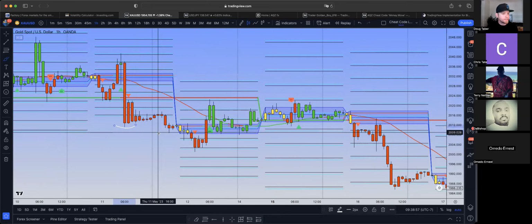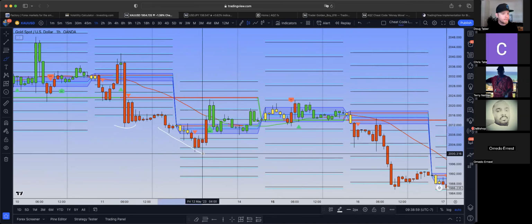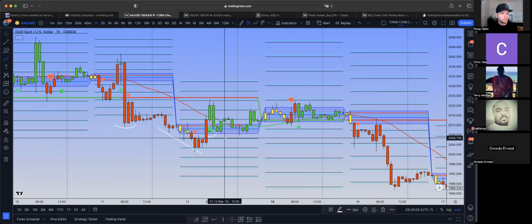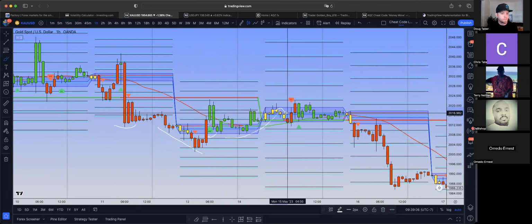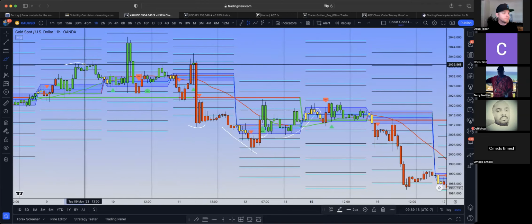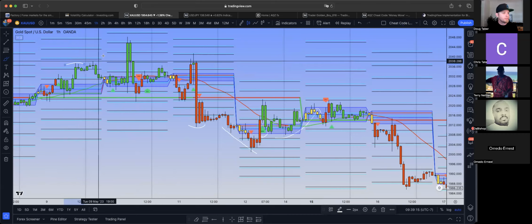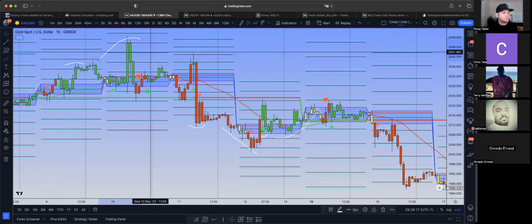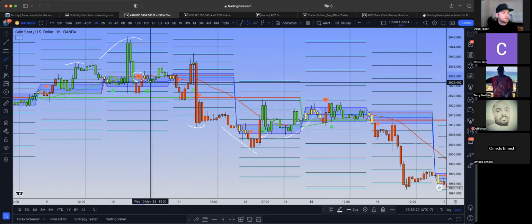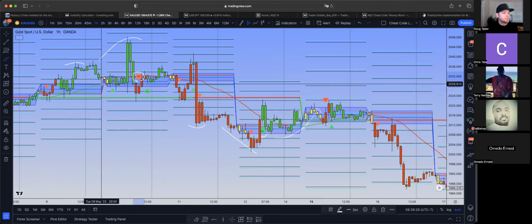Low created here on this day, that low taken, followed by a signal in the opposite direction. We got our money move. This is the opposite direction. We had a high here created, high taken out the following day, followed by a signal triggered in the opposite direction. We got our money move signal.